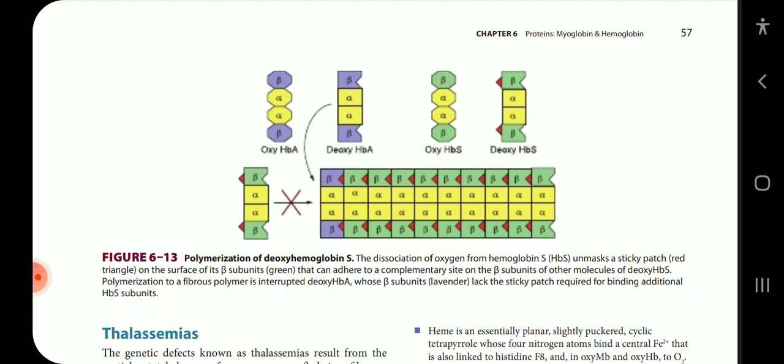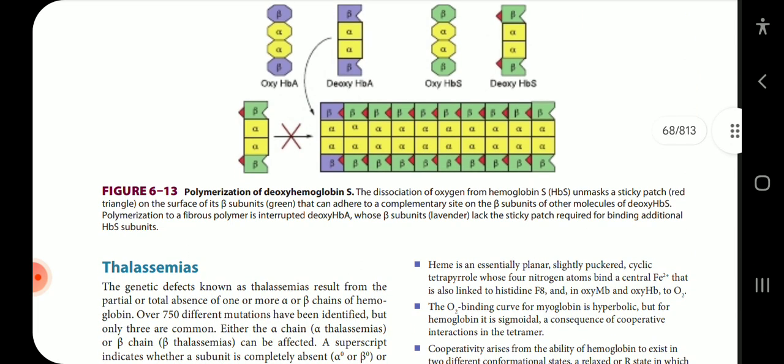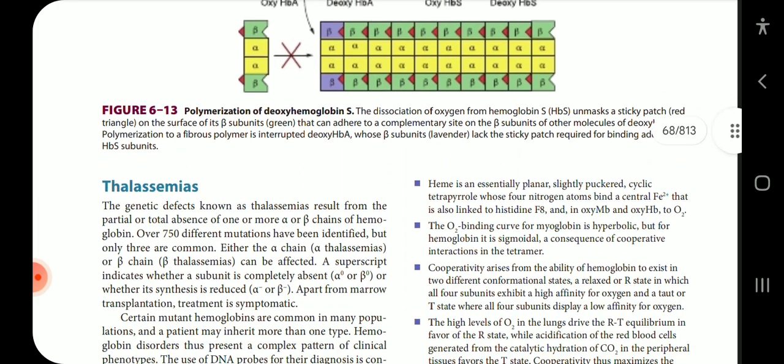Polymerization to a fibrous polymer is interrupted by deoxy-HbA, whose beta subunits, in lavender color, lack the sticky patch required for binding additional HbS subunits.